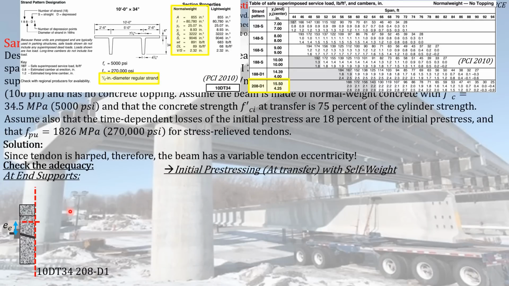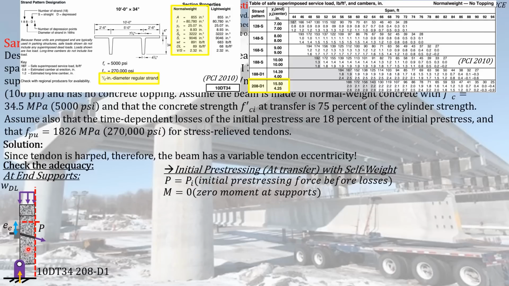So starting the checking on the stresses that will be induced at the end supports at transfer stage with self-weight, wherein the pre-stressing force acting on the pre-stressing reinforcement is just equal to the initial pre-stressing force, and the bending moments that will act on the end supports will be equal to zero. Obviously, again, because our beam is just simply supported. Therefore, there will be no moments at the supports or end supports.